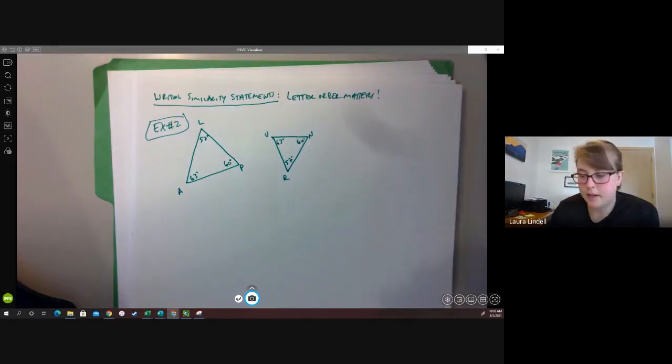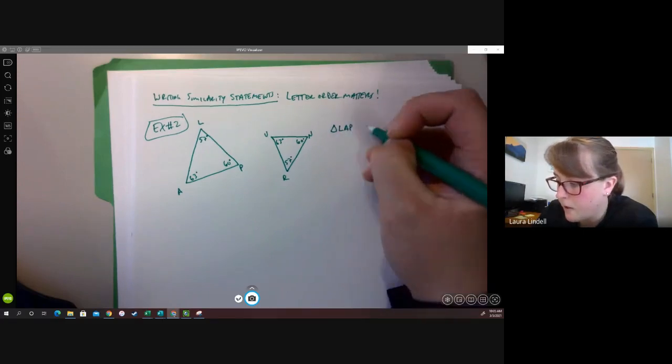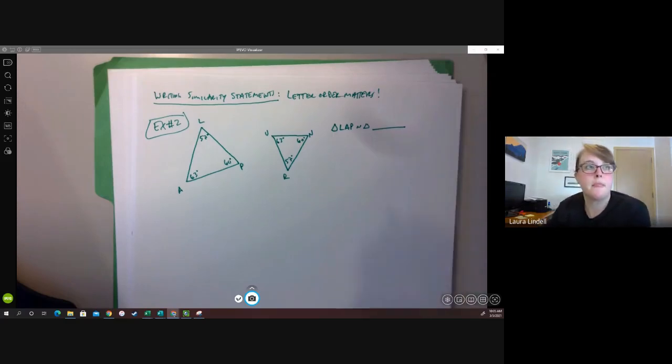We might have something like that and be asked to finish the similarity statement. Triangle LAP is similar to triangle blank. Okay. So what we would want to do then, just like with triangle congruence, is match up the angles that go together.